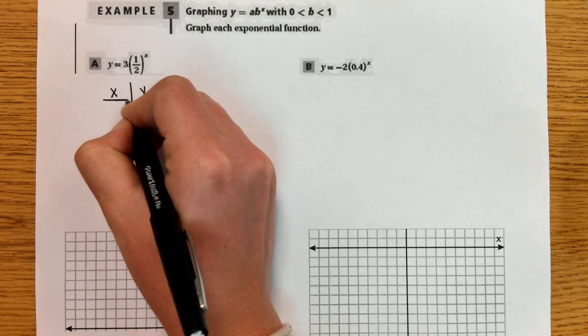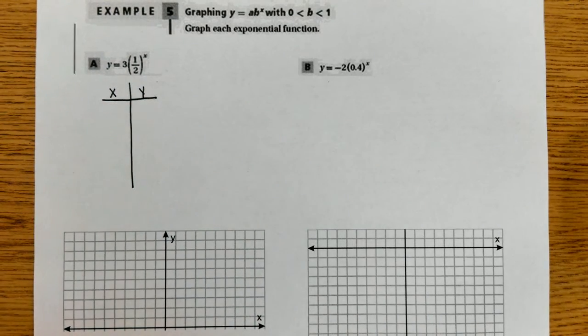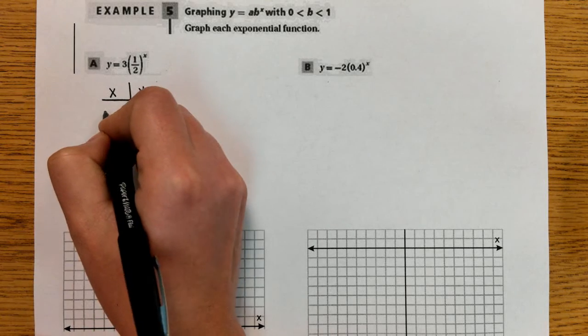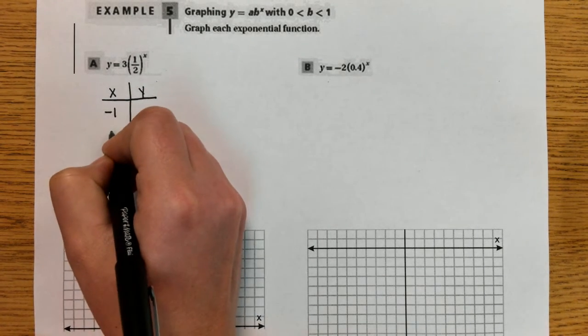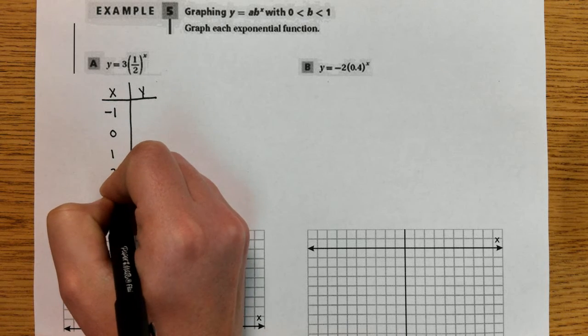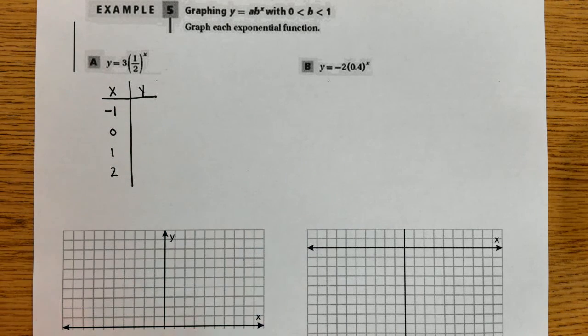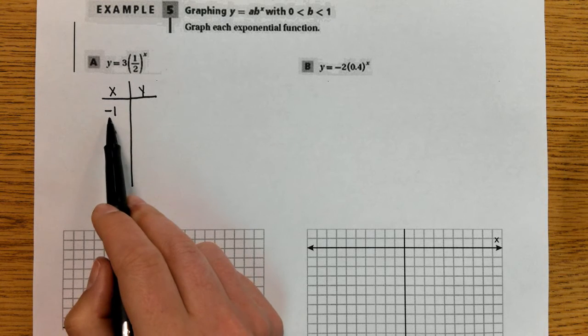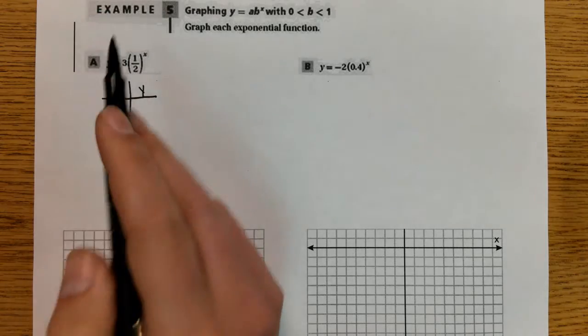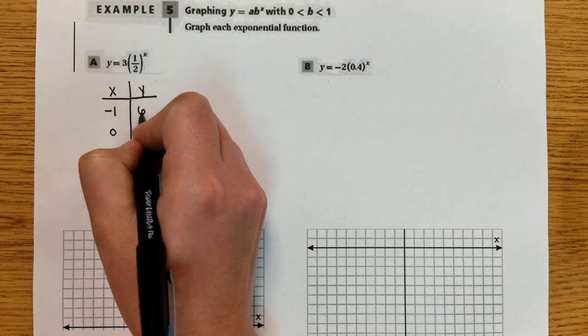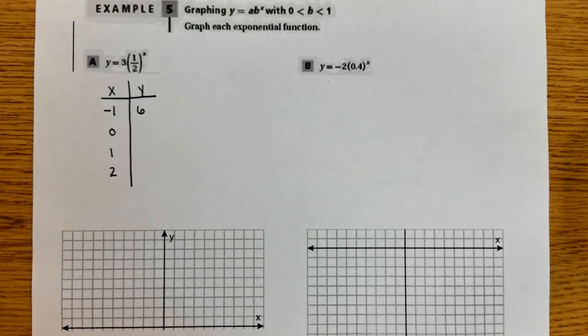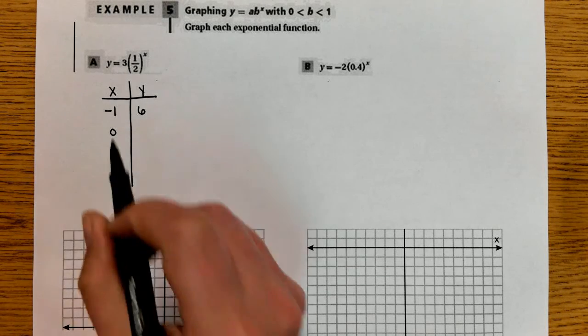And remember, when you're picking x values, pick some positive, some negative, and also always substitute in 0. So I'm going to substitute in -1, 0, 1, and 2. So 1/2 to the -1 power is going to give you 2. And then 2 times 3 will give you 6. So -1, 6 is my first coordinate.